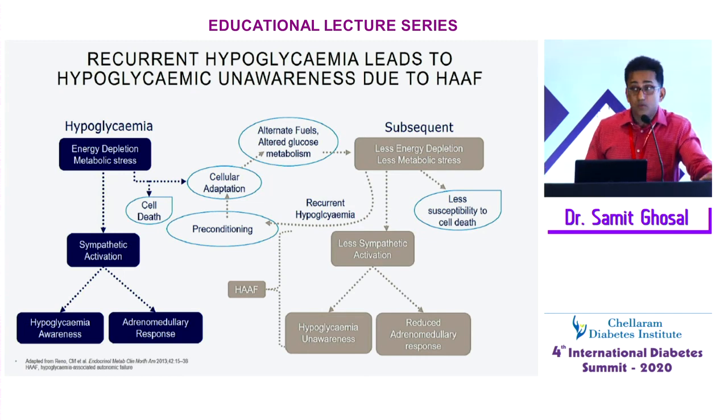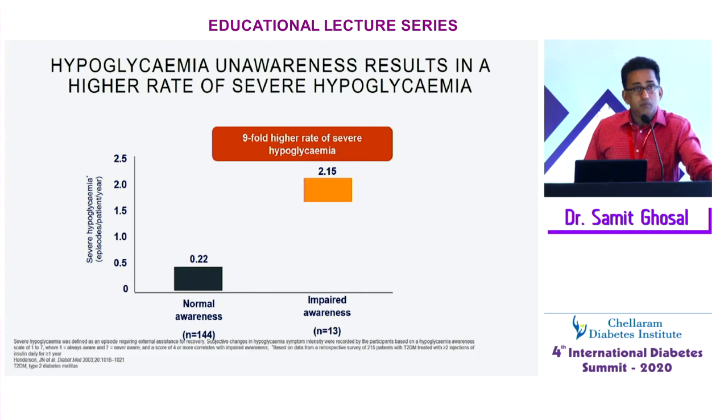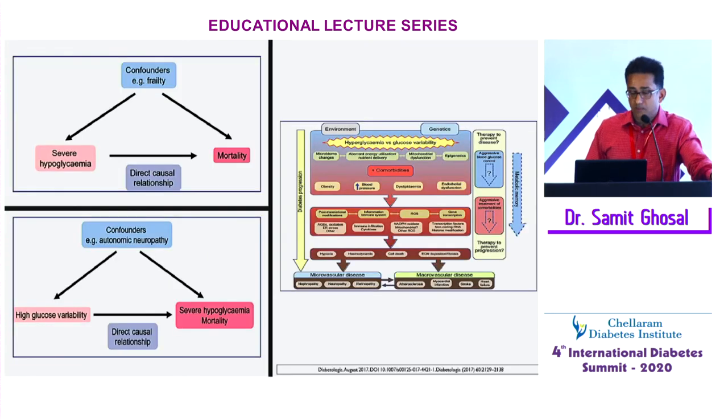So yes, we also need to bother about mild to moderate hypoglycemia, because if the patient develops hypoglycemia unawareness, there is near about 2.5 times higher risk of developing a lot of problems, including mortality and morbidity.